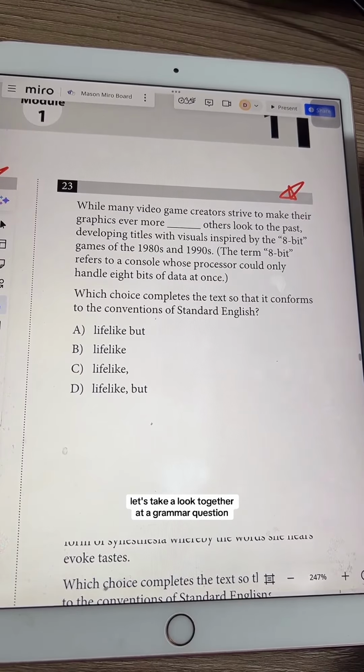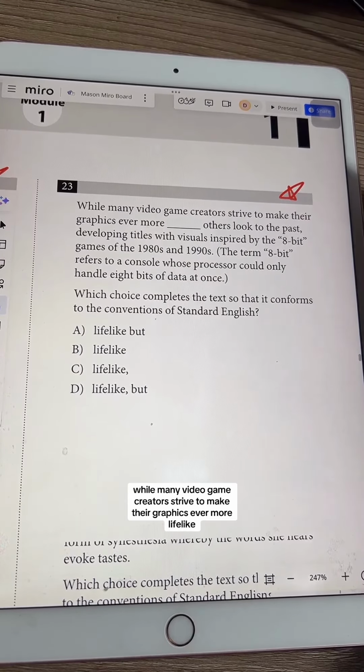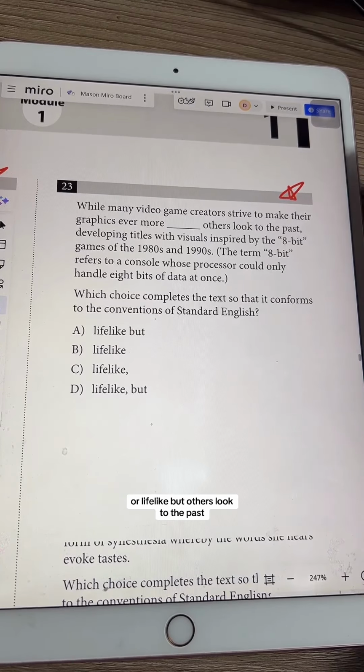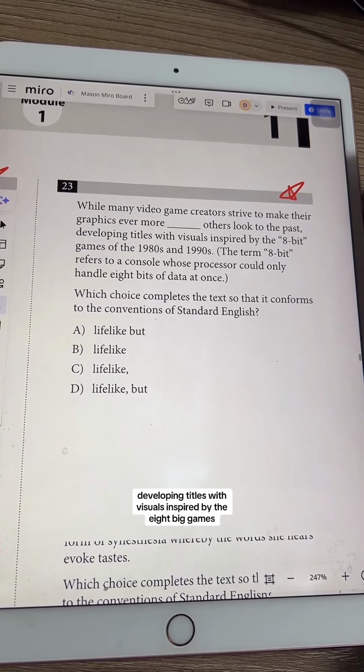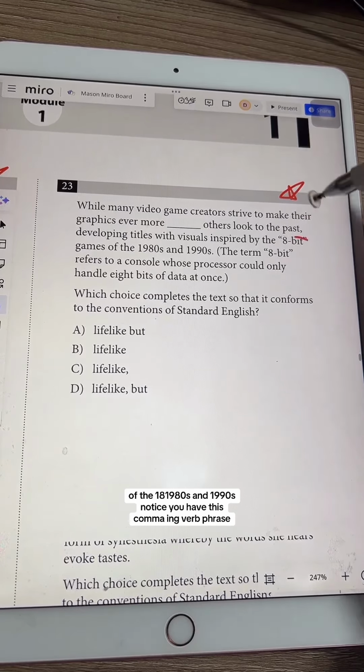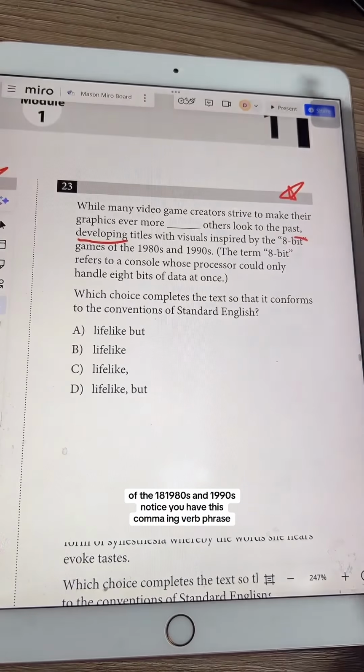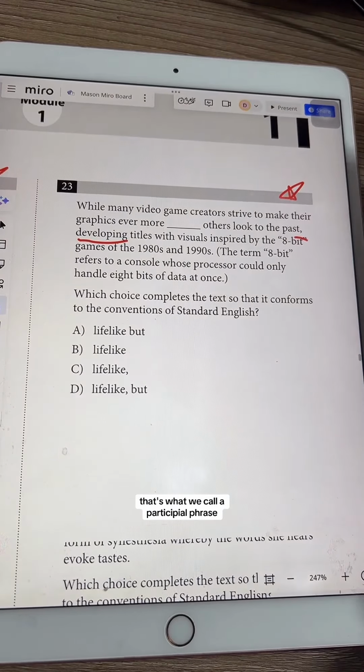Let's take a look together at grammar question number 23. While many video game creators strive to make their graphics ever more lifelike, others look to the past, developing titles with visuals inspired by the 8-bit games of the 1980s and 1990s. Notice we have this comma, -ing verb phrase. That's what we call a participial phrase. Very important for you to have those mastered.